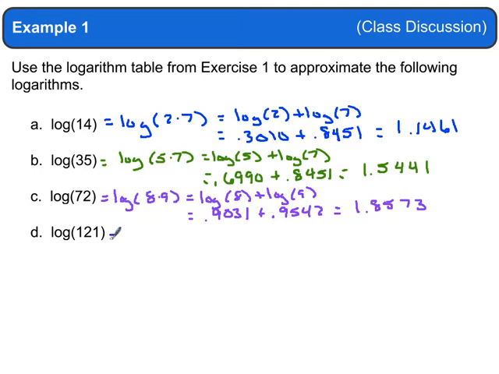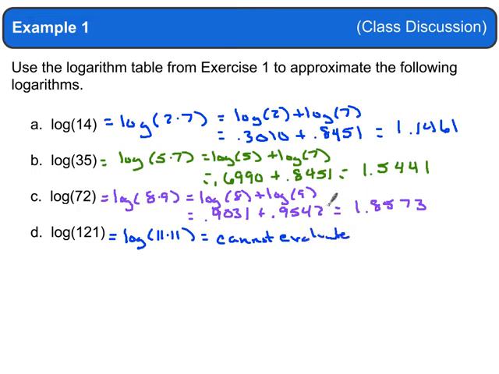And then we can wrap up this example by doing 121. And we could say log of 121 is the same thing as saying log of 11 times 11. Since we don't have a value of 11 in the table, in terms of our perspectives, we cannot evaluate at this time.